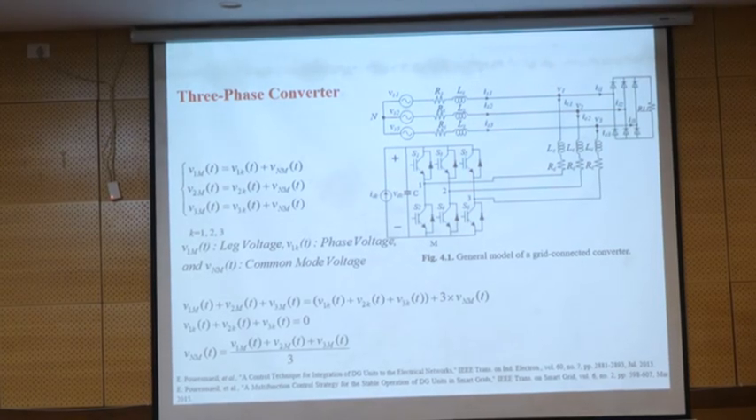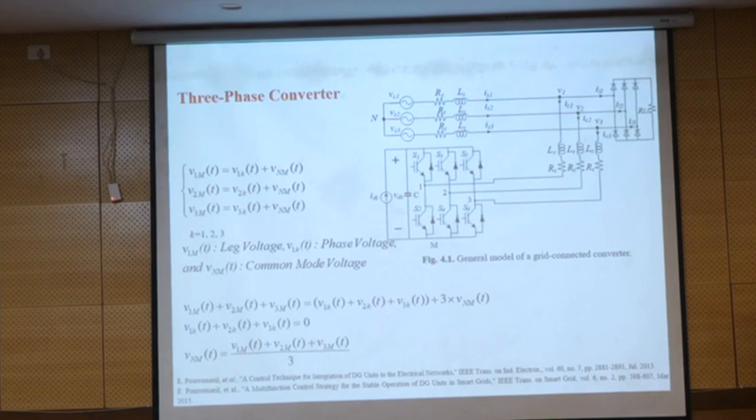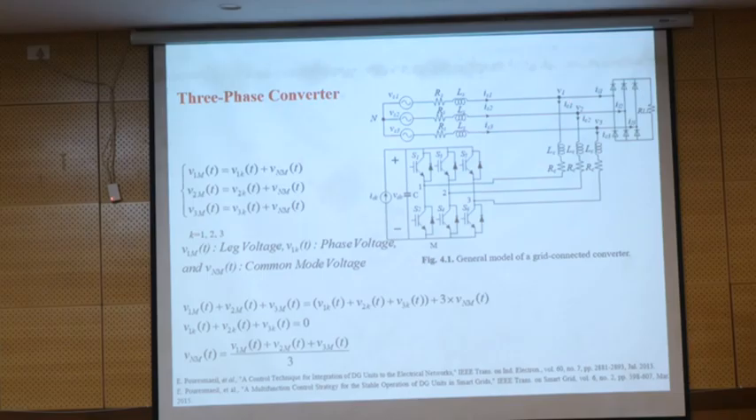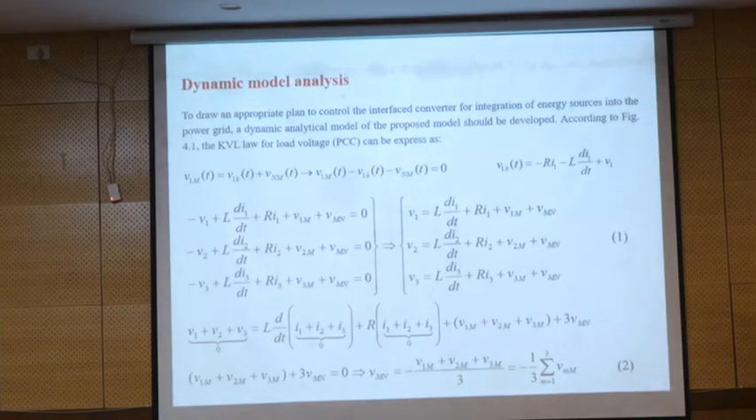So we said the leg voltage V1M, V2M, V3M is equal to phase voltage plus voltage of common mode. By this assumption, we reach that VNM, or voltage of common mode, is equal to the sum of the voltages of the 3 legs over 3. So then we provide the dynamic model of the system.